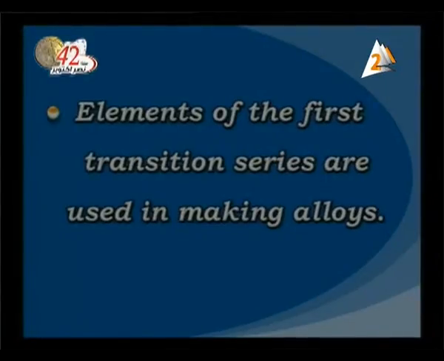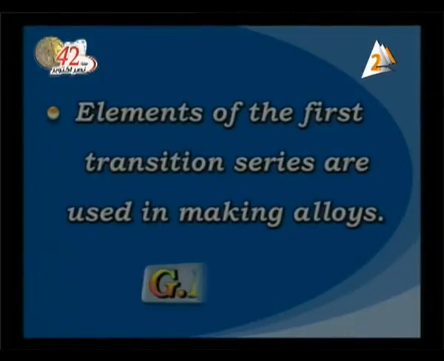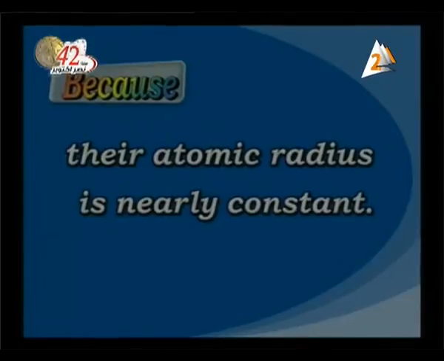Elements of the first transition series are used in making alloys. So we have to give the reason for this point. The reason for that is because their atomic radius is nearly constant.